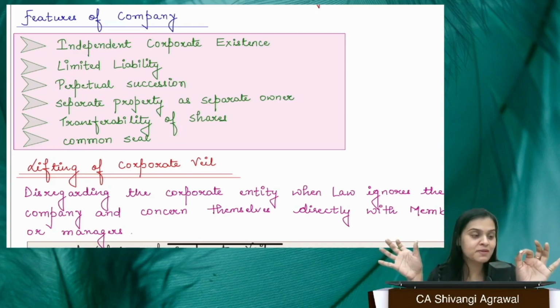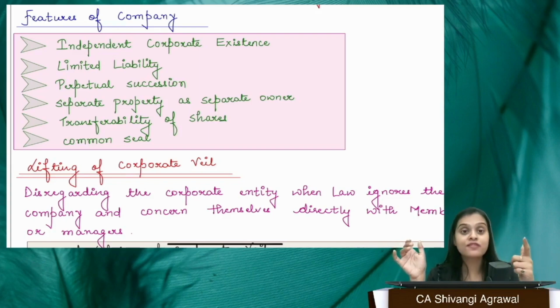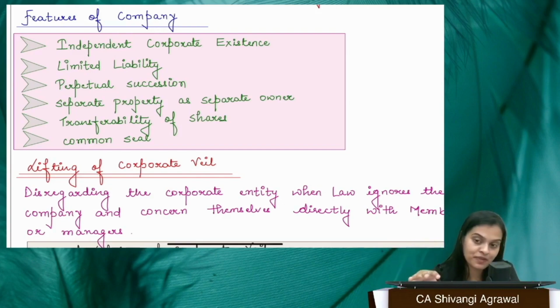The company is capable of owning a property. The company is capable of disposing a property. The company is also capable of enjoying a property in its own name. No member is going to intrude in this. So the company can also mortgage that particular property and take a bank loan. So that is the possibility.